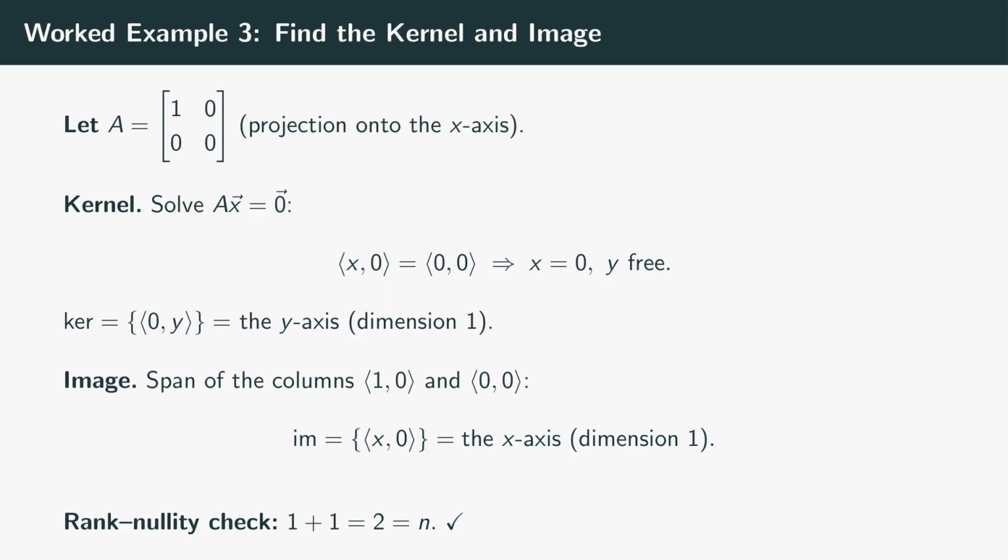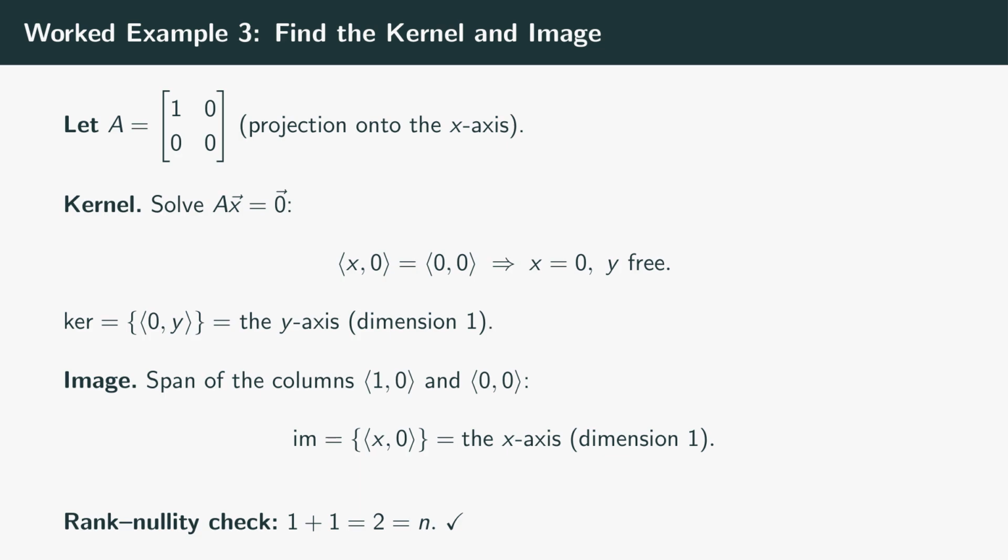For our last example, let's dissect the projection onto the x-axis, whose matrix has a 1 and then a 0 on the diagonal. We want its kernel and its image. Start with the kernel. Which vectors does this map send to 0? Multiply the matrix by a general vector (x, y) and you get (x, 0). For that to be the 0 vector, we need x equals 0, while y is free to be anything. So the kernel is the set of all vectors of the form (0, y).